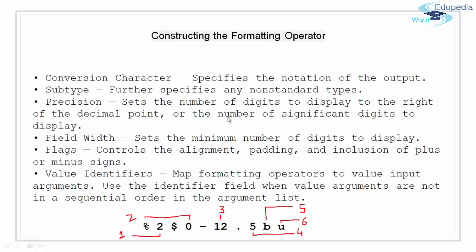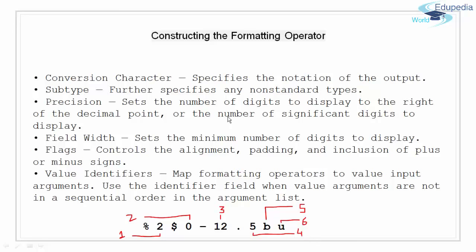Constructing the formatting operator. So what makes up a formatting operator? The fields that make up a formatting operator are marked in red below. The last-most character in this formatting operator is a conversion character that specifies the notation of the output. Then at 5 we have a subtype that specifies any non-standard types. Then at 4 we have the precision that sets the number of digits to be displayed on the right side of the decimal point or the number of significant digits to be displayed.